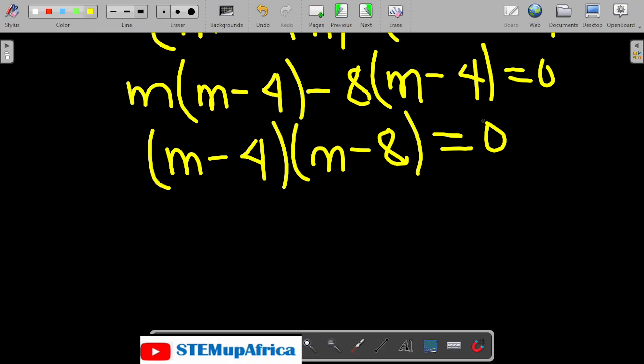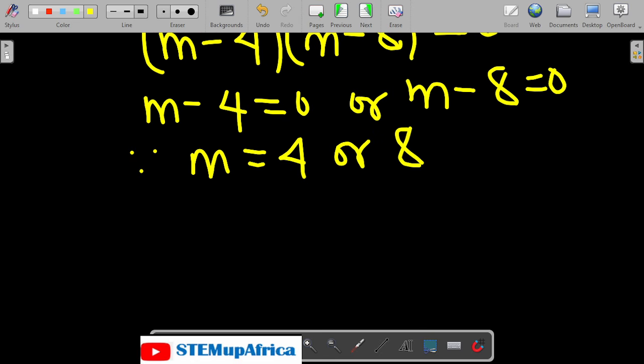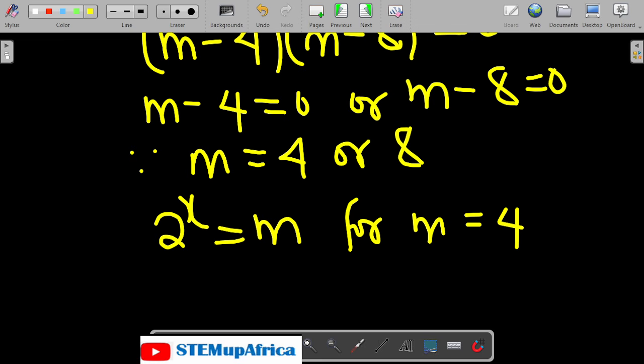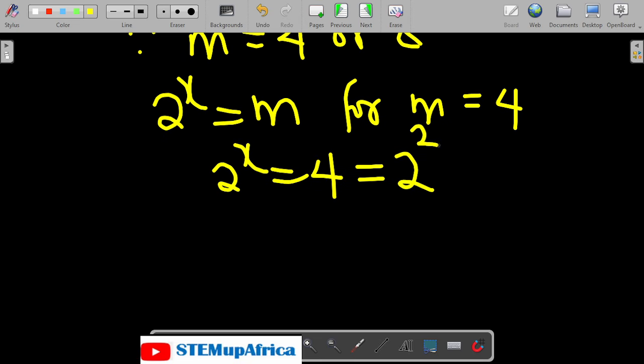So I'm having m minus 4 is equal to 0 or m minus 8 equals 0. Therefore, my m will give me 4 or 8. But we're not looking for m, we're looking for x. I will recall that 2 raised to the power x equals m. For m equals 4, 2 raised to the power x equals 4, presenting as 2 raised to the power 2. Therefore, x equals 2.